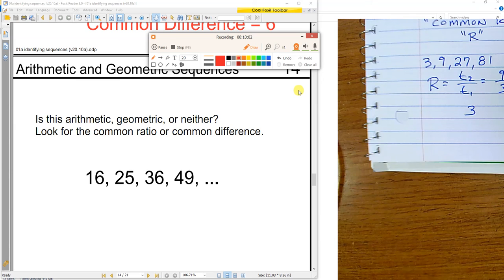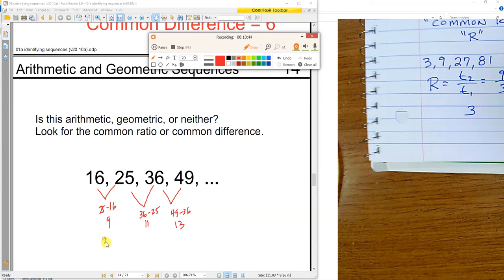Ooh, this one's interesting. I might need a calculator for this. Okay, let's start with the common difference. Let's see, 25 minus 16 is 9. 36 minus 25 is 11. That's not 9. 49 minus 36 is 13. Huh. Okay, so it doesn't have a common difference. 9, 11, 13 doesn't have a common difference.